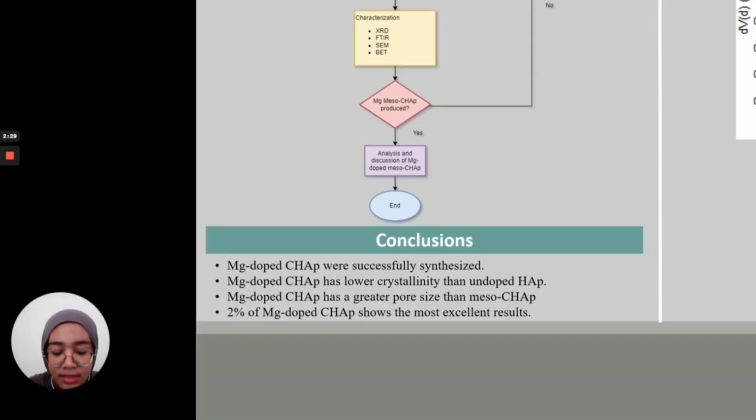As for conclusion, in this study, we can conclude that magnesium doped Mesoporous carbonated hydroxyapatite was successfully synthesized from wet precipitation method. Magnesium doped carbonated hydroxyapatite has lower crystallinity than undoped hydroxyapatite. It also has a greater pore size compared to Mesoporous carbonated hydroxyapatite. And the 2% magnesium doped hydroxyapatite shows the most excellent result from all the analysis that we have done.